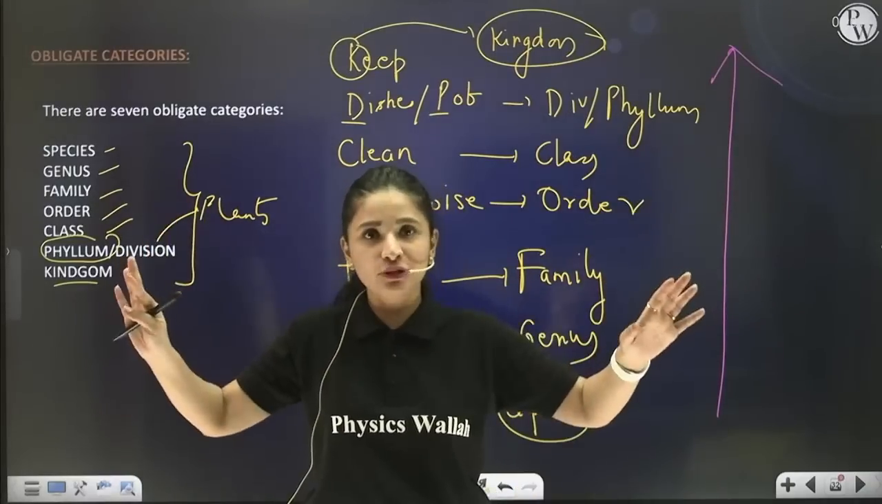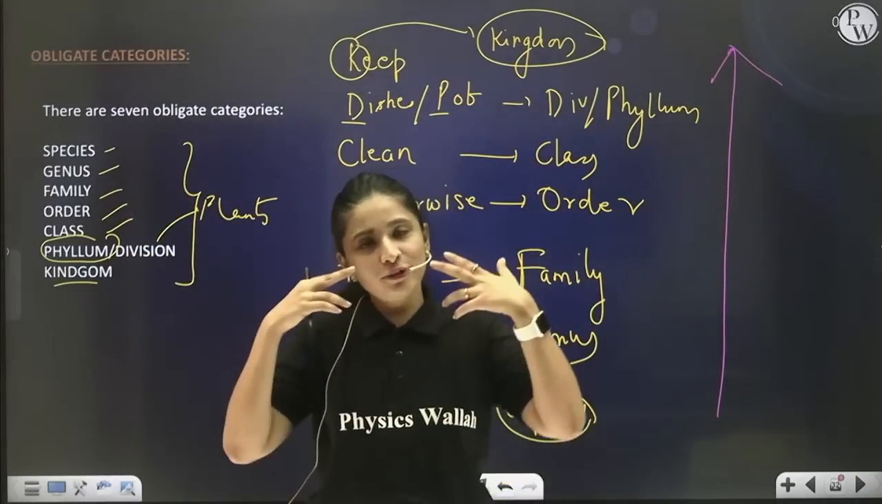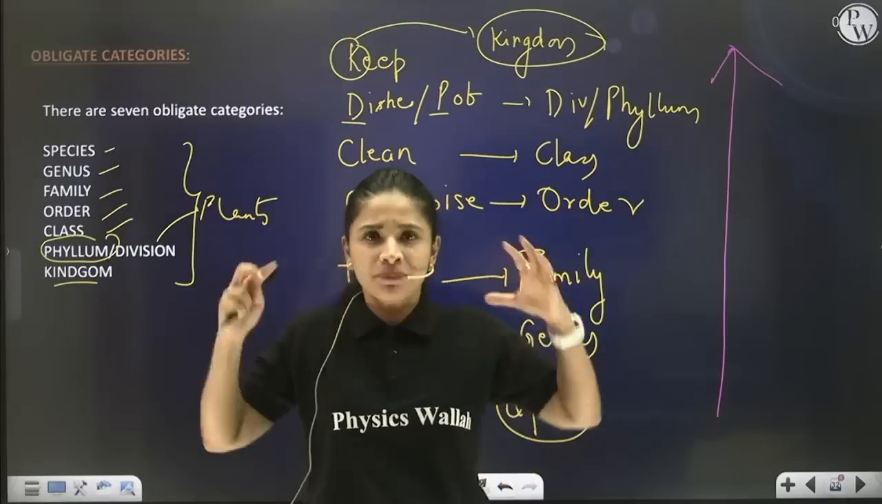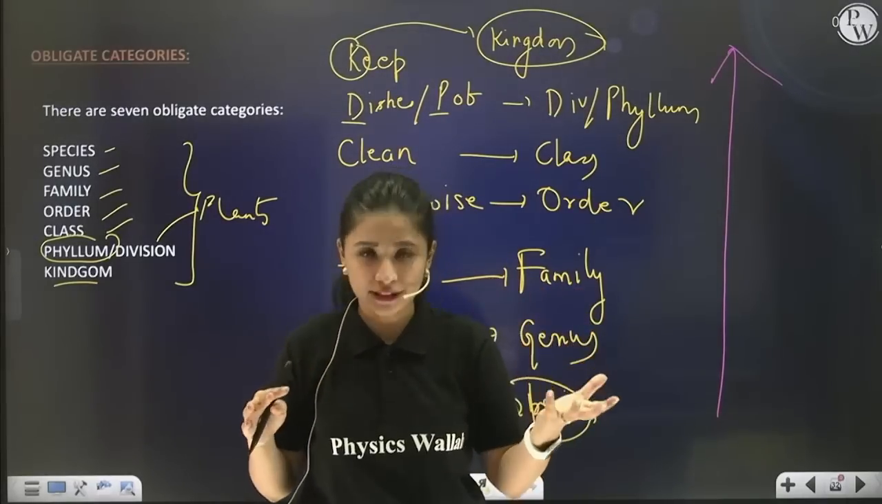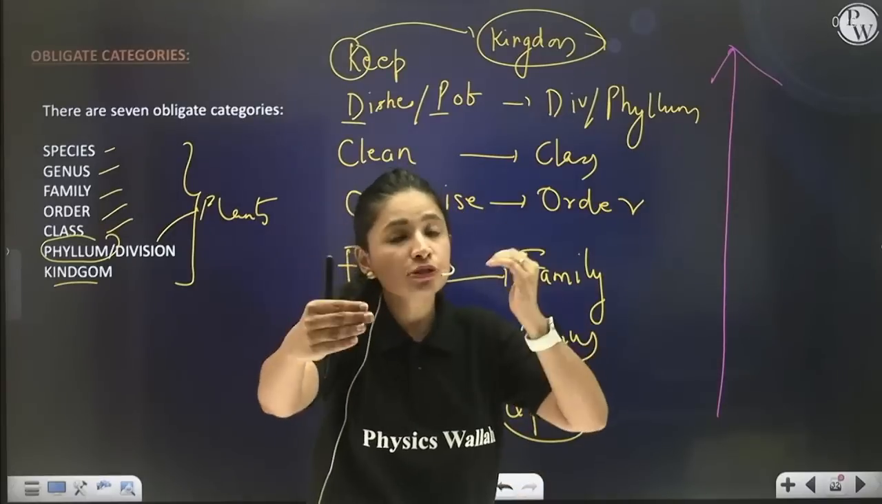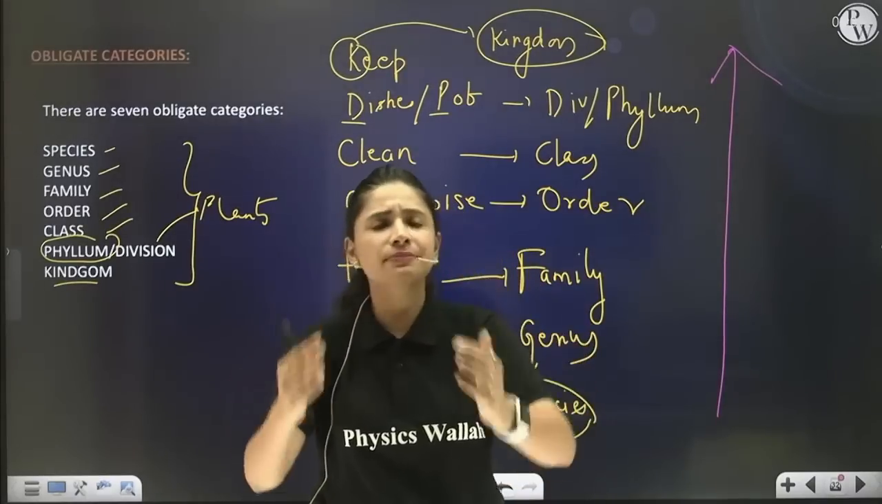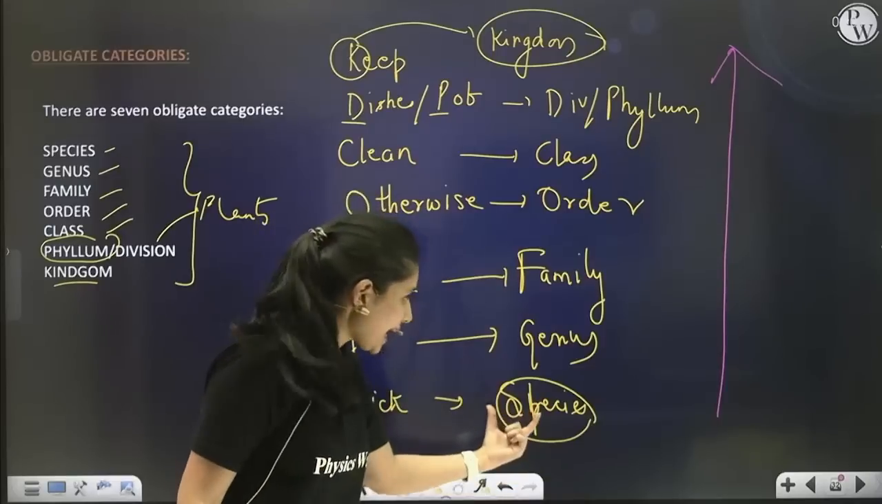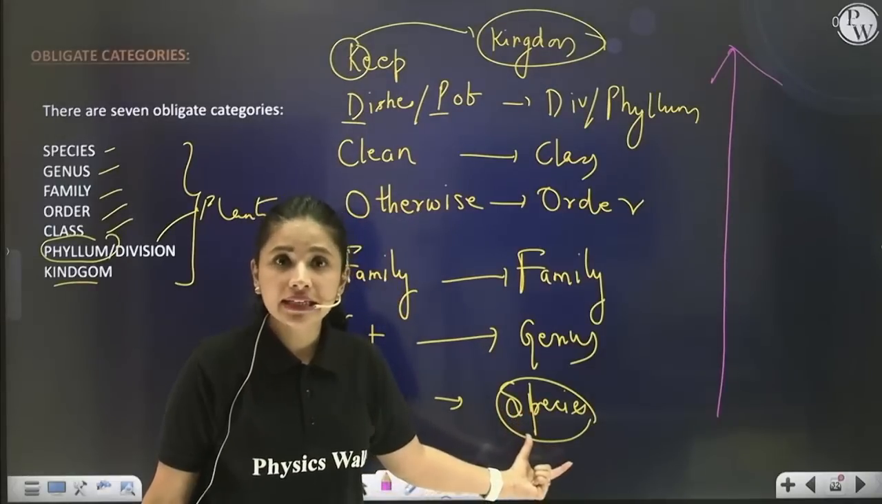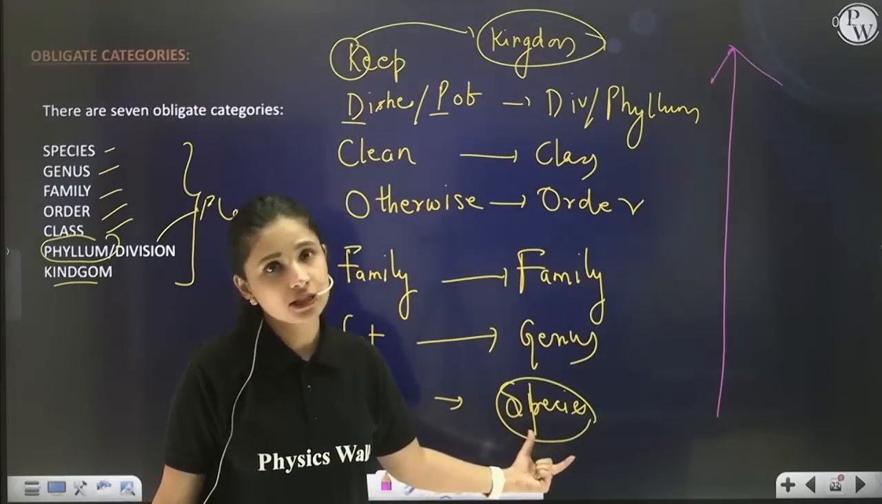You also have 2 hands. I also have 2 hands. You have 2 eyes, 1 nose, 1 mouth. Even the arrangement is similar. Yes or no? So that is why, because we share maximum similarity, we are kept in the same level of category, the lowest category, species.